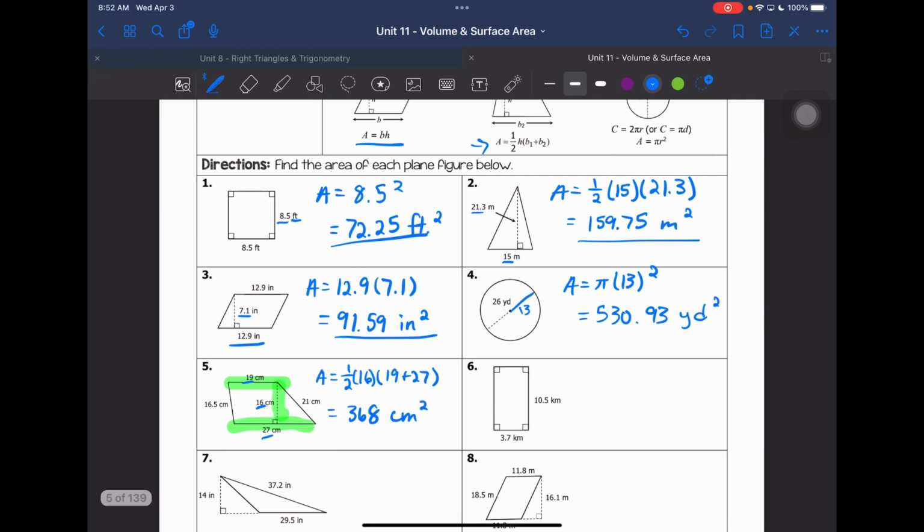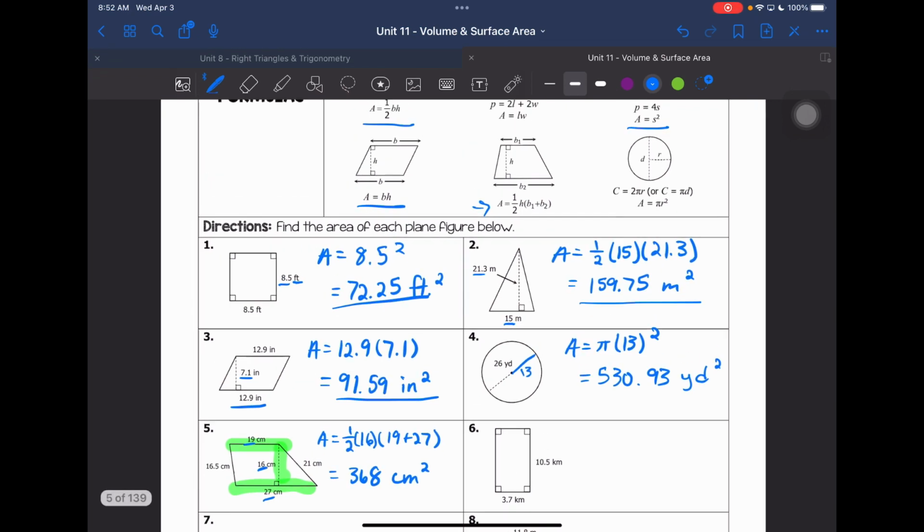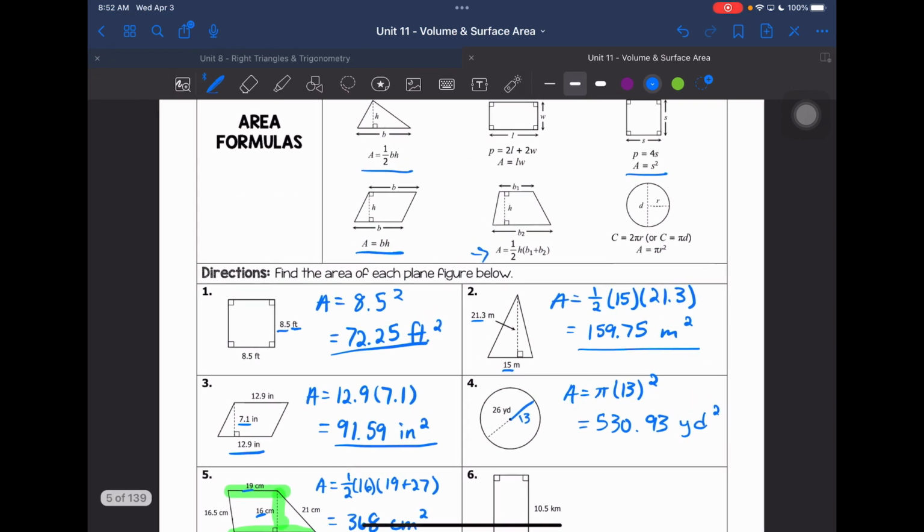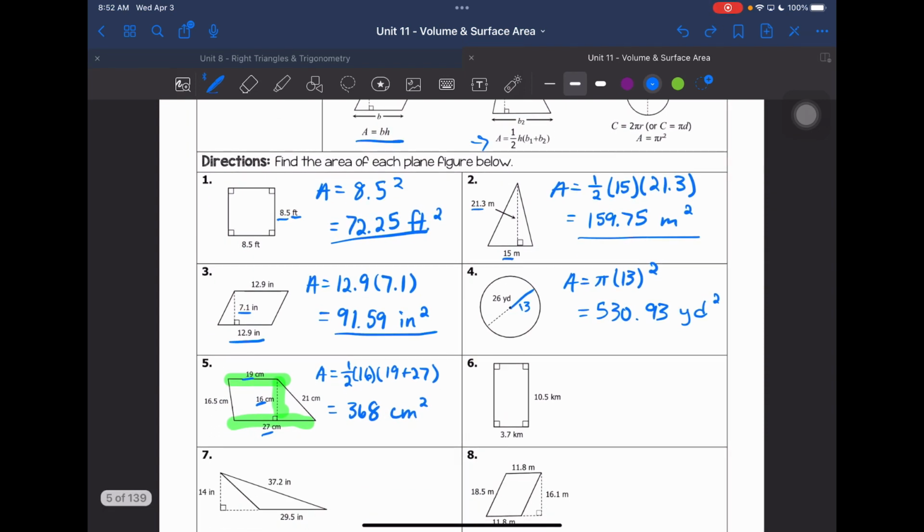Number 6 is just a rectangle, and rectangle is really easy. Maybe you remember that the area for a rectangle is length times width. And so we just multiply these sides together. The area is just going to be 3.7 times 10.5. And you can just type that into your calculator and get your answer. It's going to be 38.85 kilometers squared.